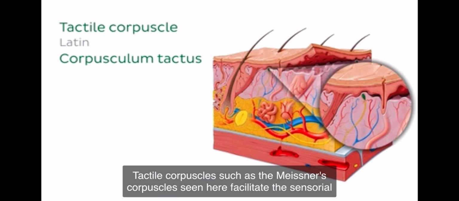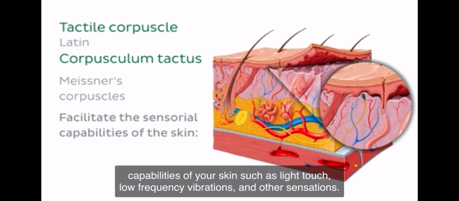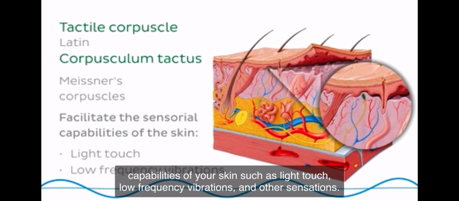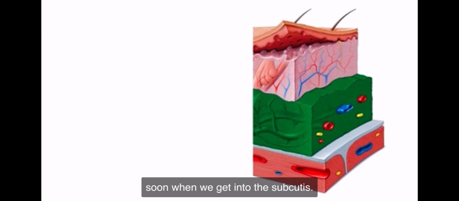Tactile corpuscles, such as the Meissner's corpuscles seen here, facilitate the sensorial capabilities of your skin, such as light touch, low frequency vibrations, and other sensations. There are other kinds of tactile corpuscles in the skin as well, some of which we'll see soon when we get into the subcutis. And we are there now.